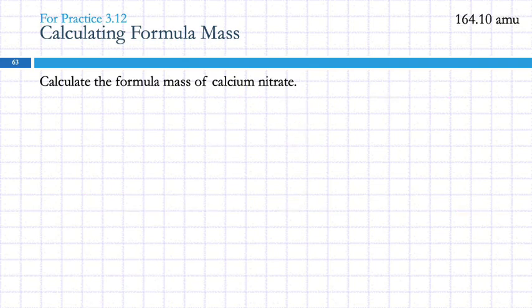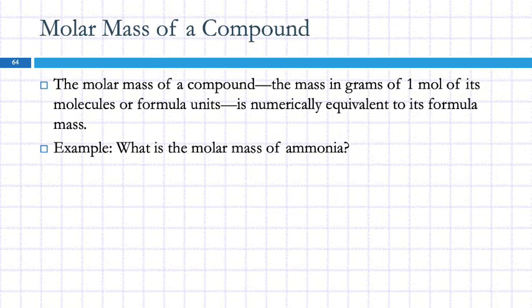So 164.10 AMUs. So it's the formula mass. We talked about molar mass of an element, the mass of 1 mole of atoms. Molar mass for a compound is the mass in grams of 1 mole of molecules or formula units. It's going to have the same number as the formula mass. It's calculated in exactly the same way.